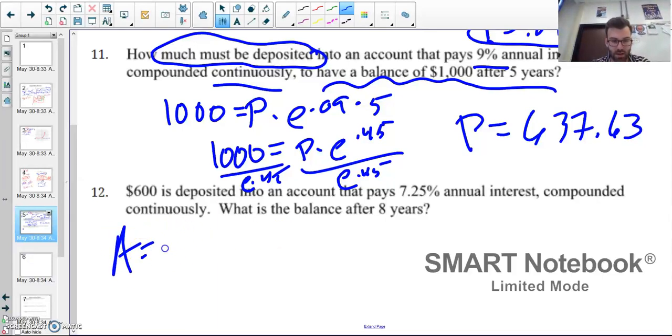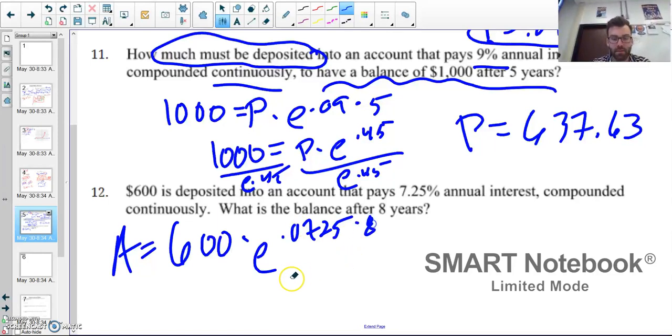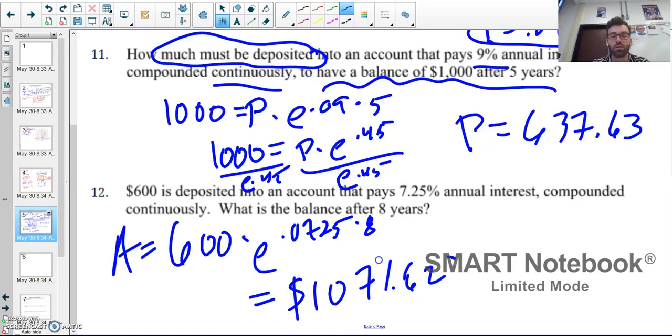This last one, I'll show you the setup. I got A equals 600 times E to the 0.0725 times 8. And you should get about 1,071.62.